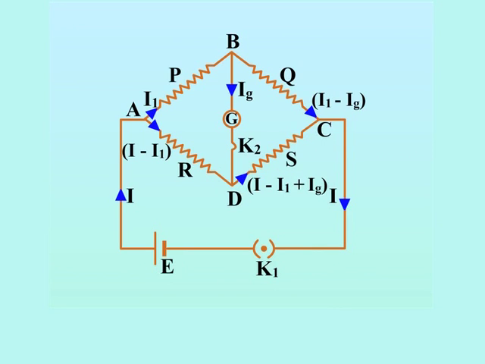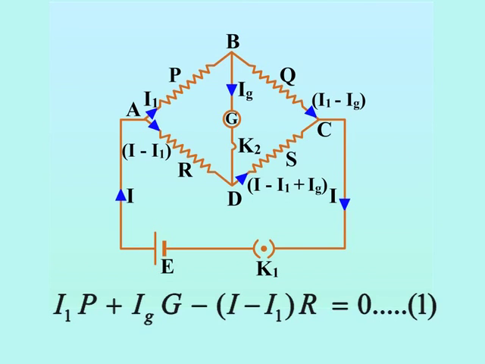On reaching the point C, the current I1 minus Ig through BC and I minus I1 plus Ig through DC combine to give total current I, hence completing the circuit. The values of the currents at a junction can be verified by applying Kirchhoff's first law at that junction. Applying Kirchhoff's second law to the closed circuit ABDA, we get I1 into P plus Ig into capital G minus (I minus I1) into R equal to 0.